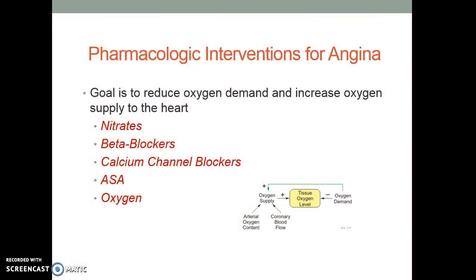The pharmacologic interventions for angina include medications like nitrates, beta blockers, calcium channel blockers, aspirin, and oxygen, with the overarching goal of all these medications to reduce oxygen demand and increase oxygen supply. You know that the pathophysiology of angina is ineffective tissue perfusion, where the narrowing of the artery decreases the oxygen supply, and if the myocardial workload increases, it will increase the demand for oxygen. So between these medications, we hope to do both of those things.